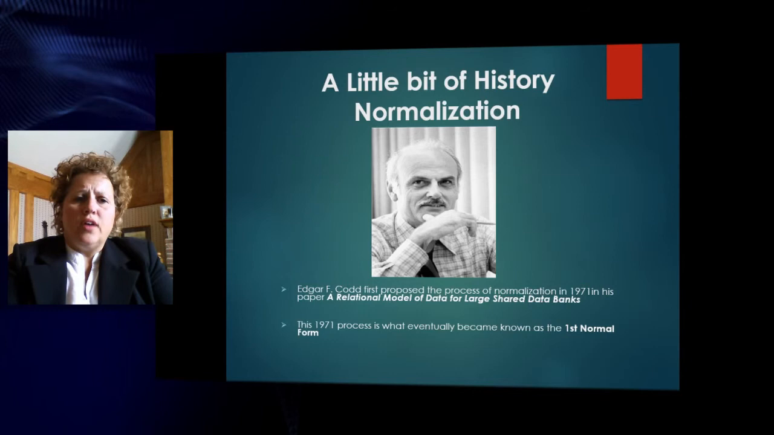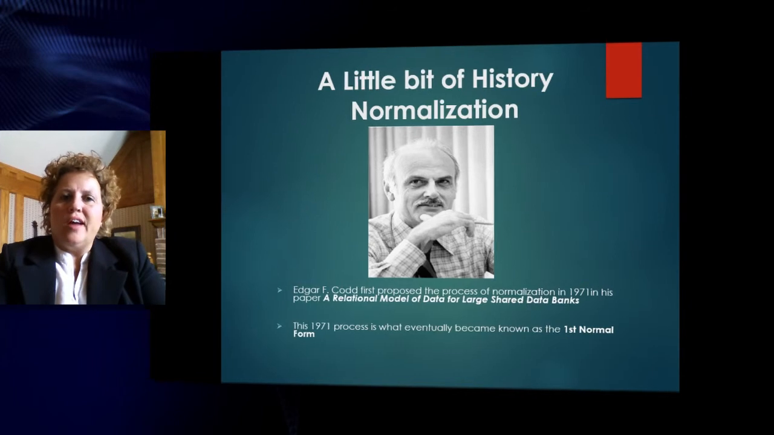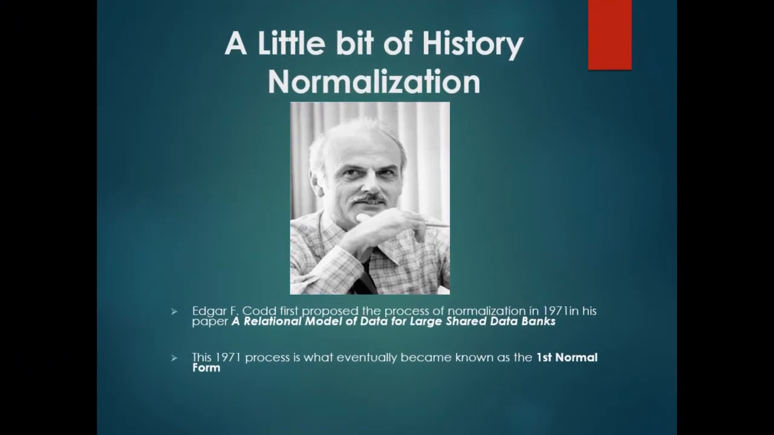So where did the concept of normalization come from? Well, here's just a little bit of history. The man you see on the screen, Edgar F. Codd, first proposed the process of normalization in 1971. He had written a paper and was presenting it, in which he talked about the process that we would eventually know as first normal form. His paper was called A Relational Model of Data for Large Shared Data Banks.